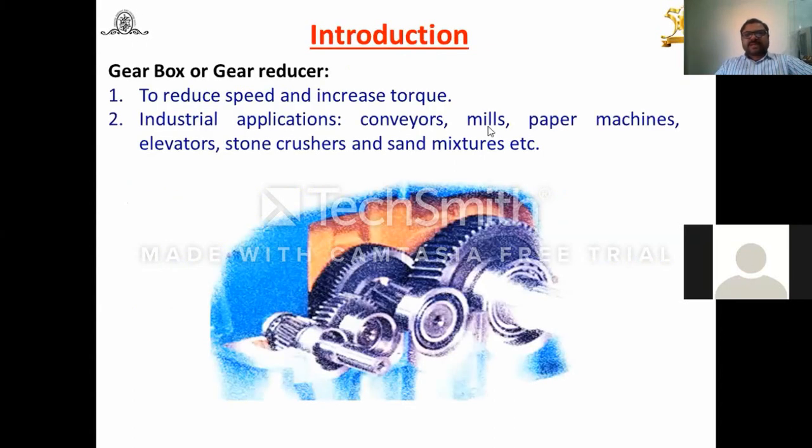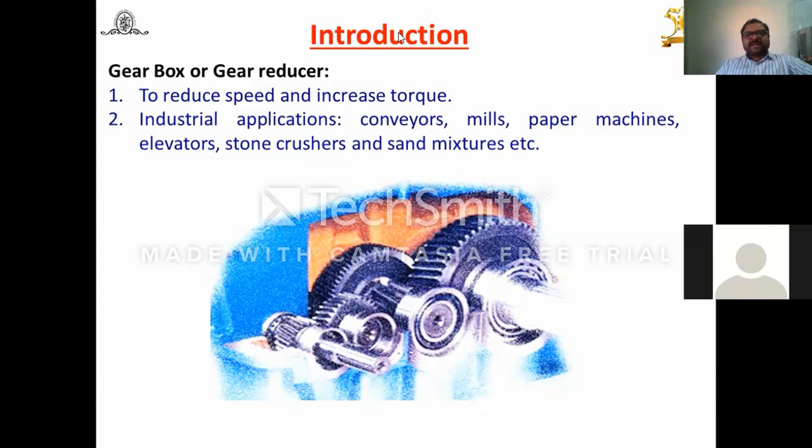Now first of all, what do you mean by a gearbox? The gearbox is simply a speed reducing unit or a speed increasing unit. But generally in industrial applications the speed reducing unit is the gearbox, also known as a gear reducer. But in some applications such as a windmill gearbox, the speed of the windmill is increased by the gearbox to run the generator and produce electricity. That is the increasing gearbox, and in other cases you will find the speed reduction gearbox.